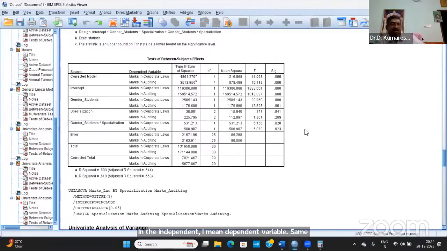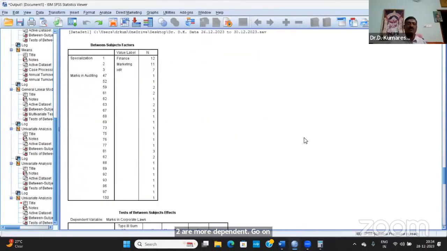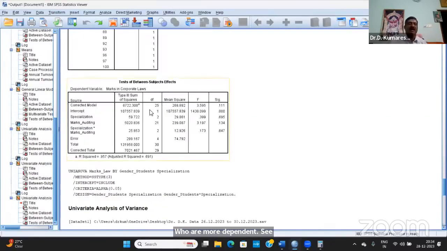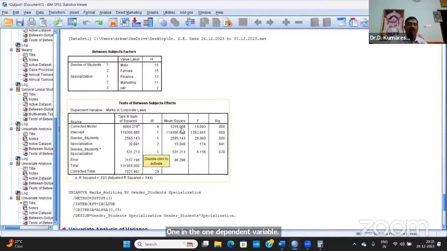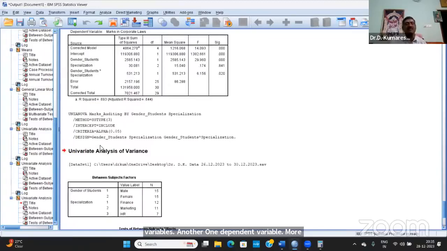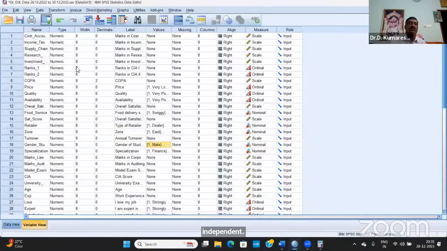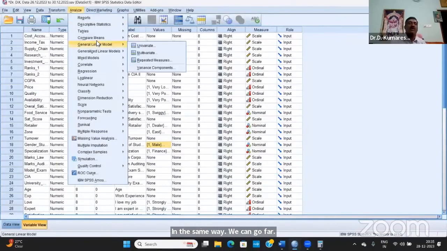Similarly, here, two or more independent variables, two or more dependent variables. See here, I have shown one dependent variable, two independent variables. Another one dependent variable, more than two independent variables. In the same way, we can go for one-way ANOVA also.